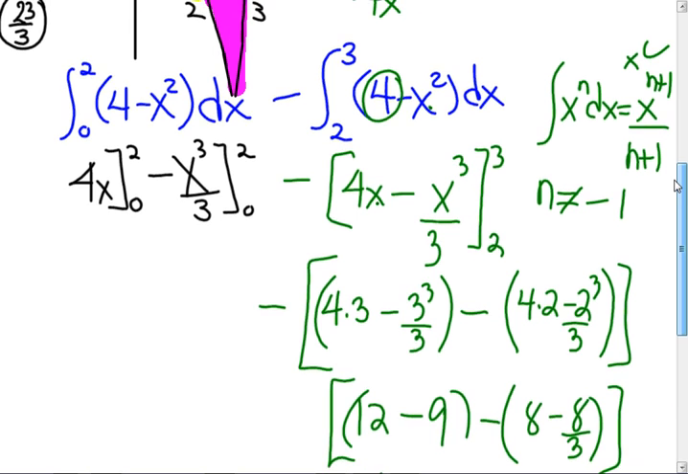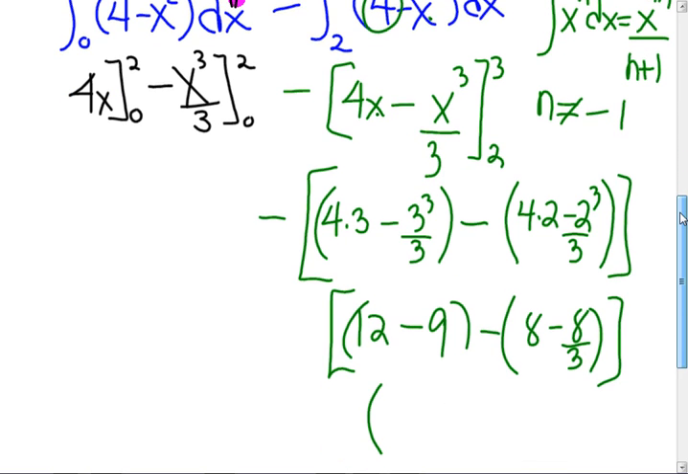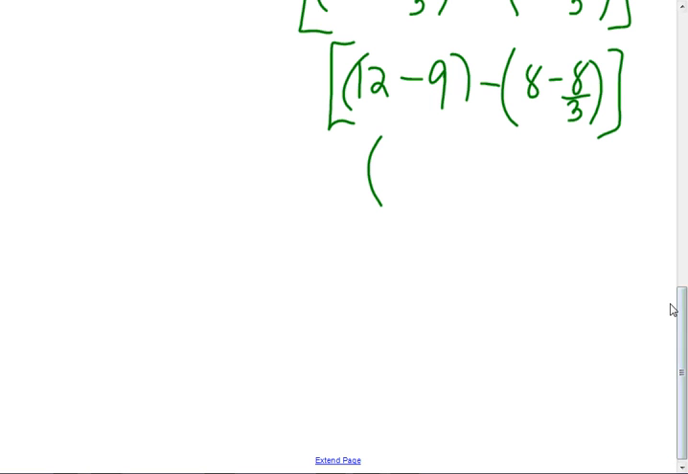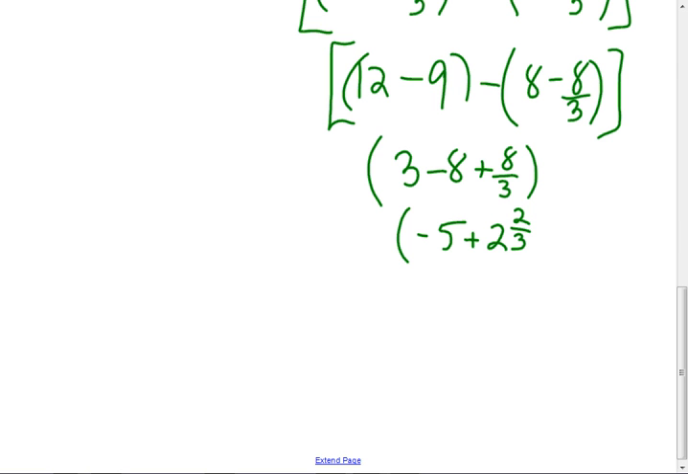I'm just following through on my work. I'm showing you. Right now, I'm just going to deal with this. It's under the x-axis. You don't believe me, it's negative. This is 3 minus 8 plus 8/3. Is that a positive or negative number? This is negative 5. What's 8/3? 2 and how many thirds? No, 2/3. What's negative 5 and a positive 2 and 2/3? Yeah, negative what?